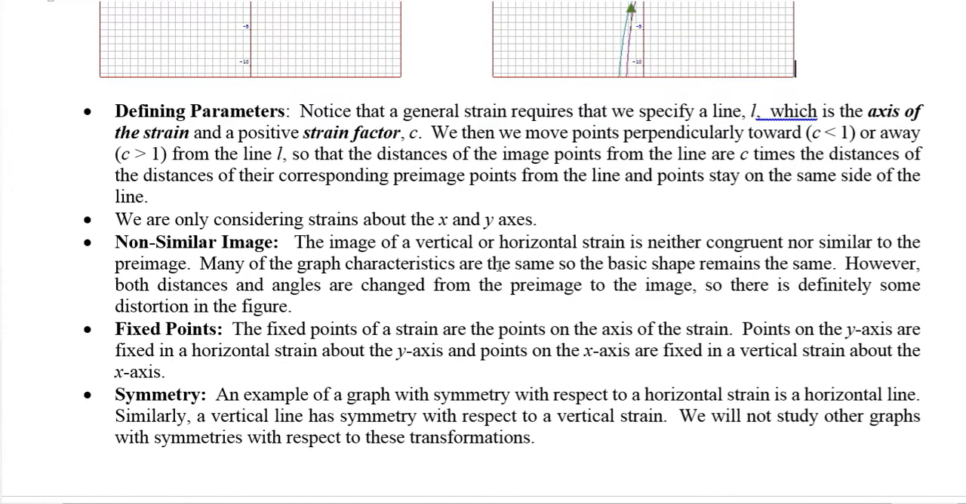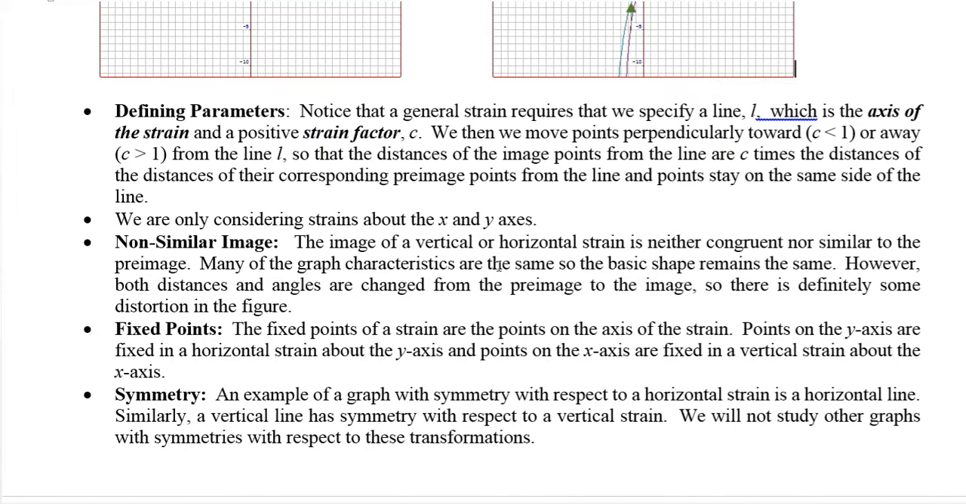Now, let's talk about what we need to know here. So in general, a strain requires that we specify a line, which is the axis of the strain, and a strain factor. We move points perpendicularly toward the line L if c is less than 1, or away if c is greater than 1. So the distances of the image points from the line are c times the distances of their corresponding pre-image points from the line, and the points stay on the same side of the line. Now we're only considering strains about the x and y axes, so we have to identify the axis and then the factor. So are we stretching it vertically, compressing it vertically, or horizontally, and by what factor?